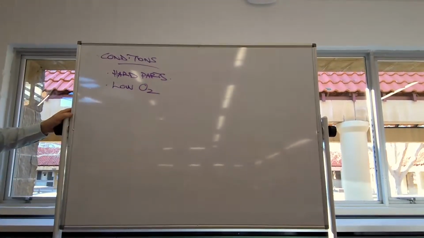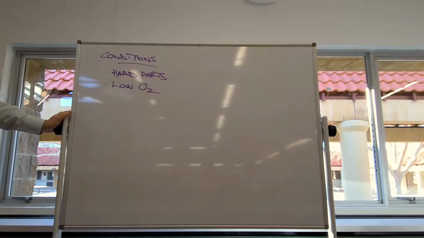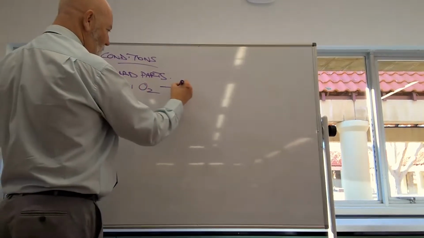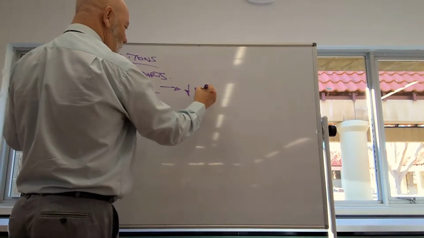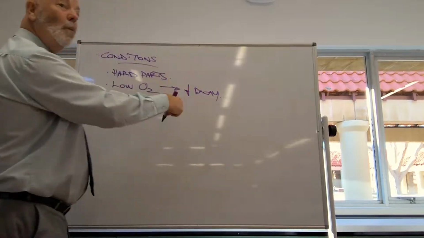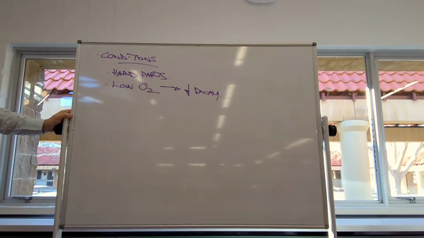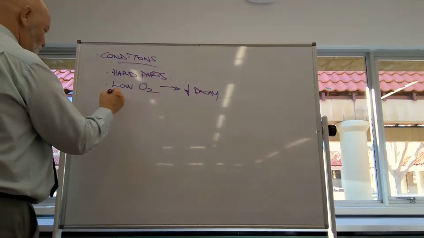Low oxygen. What happens if you leave something on the bench in the presence of oxygen for a week? It goes moldy and rots. Can you make a fossil out of something that is rotted? No. So low oxygen, you're reducing decay. These are the whys.